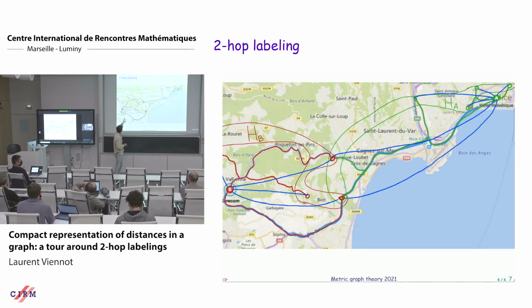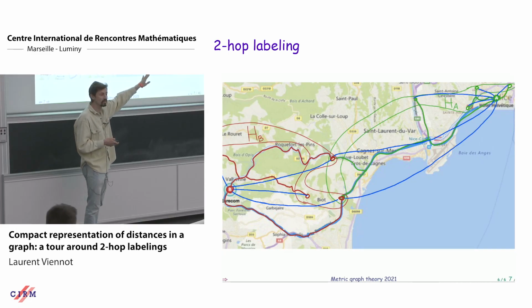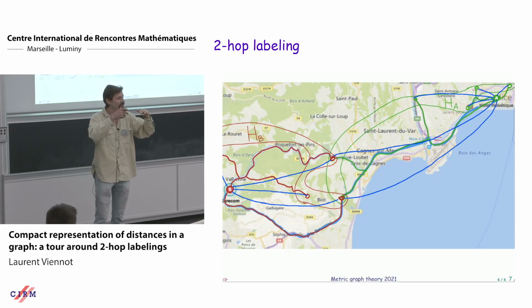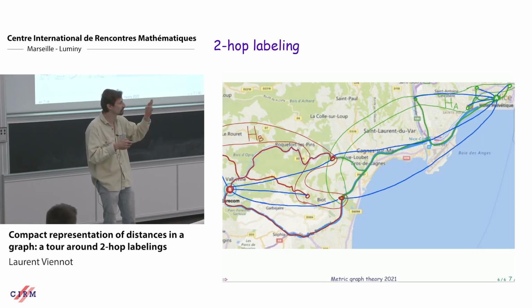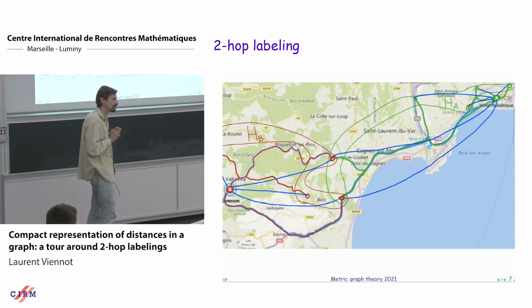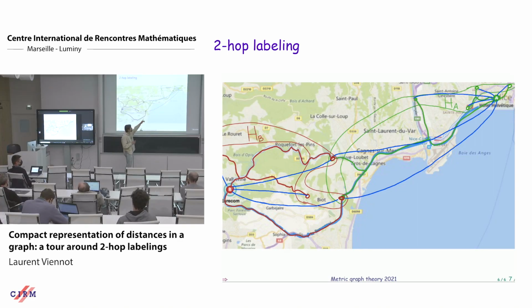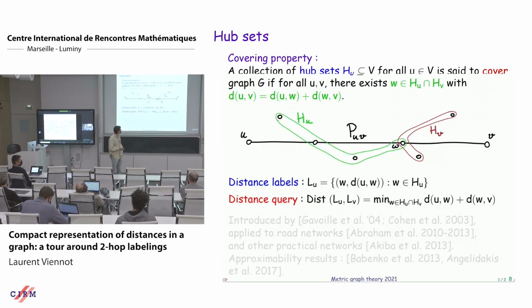Okay, so if I put a blue, let's say, shortcut between a node and its hubs, then I get a graph with more edges, and I put the correct length on the shortcut so that the distances are the same. And now, for each pair of nodes, I have a shortest path of 2 hops. So this gives the name 2-hop labeling.